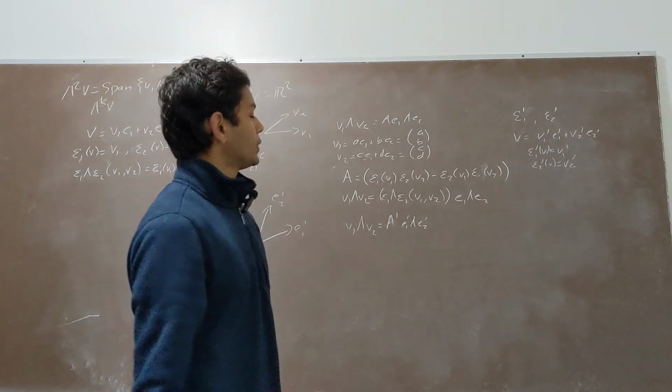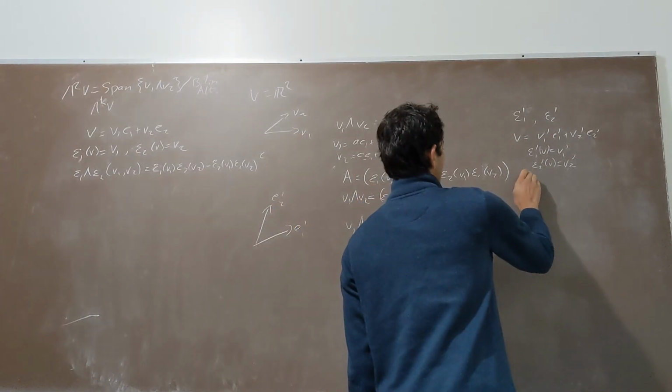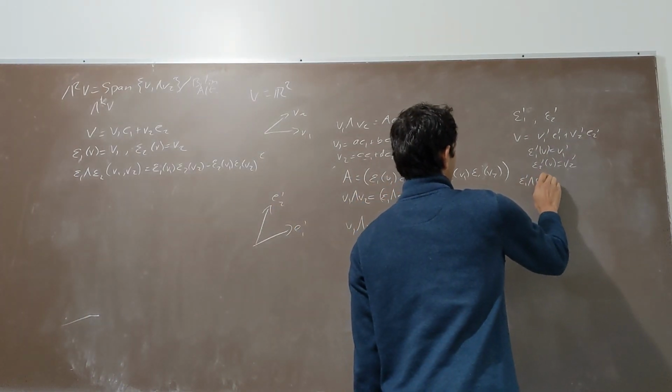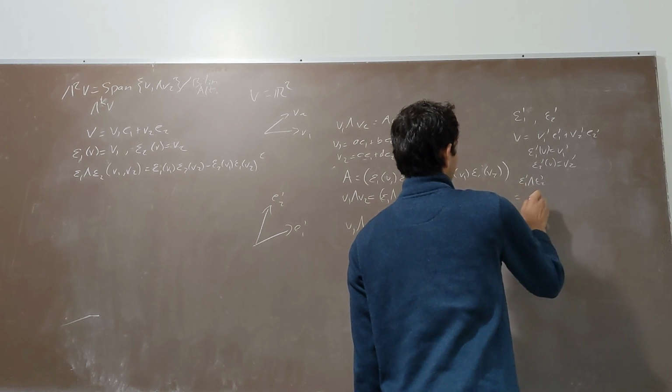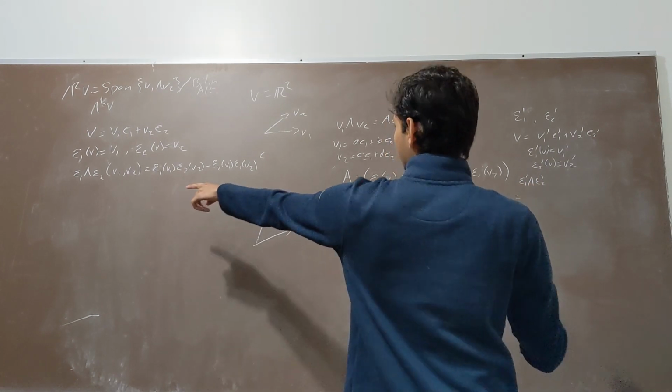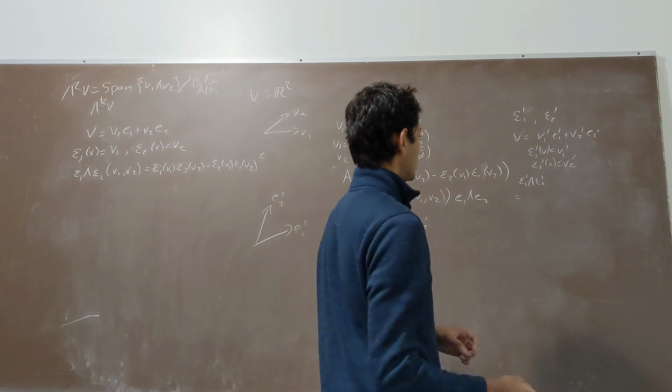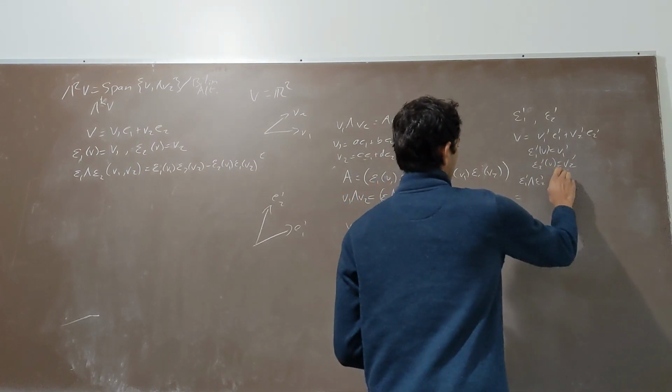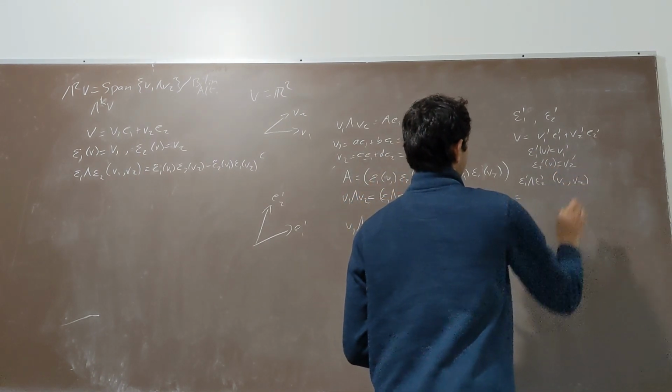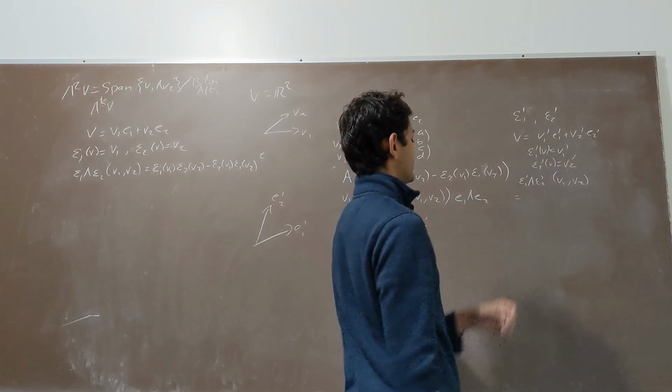And then we can similarly construct an expression, epsilon 1 prime wedge epsilon 2 prime. And so as you expect, this will essentially be the same as this expression, except now you just put in these primes everywhere.